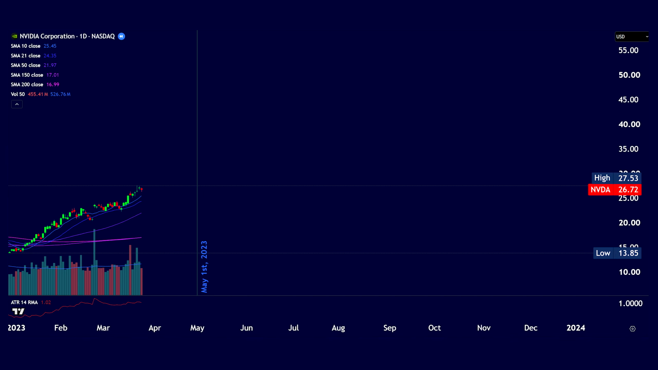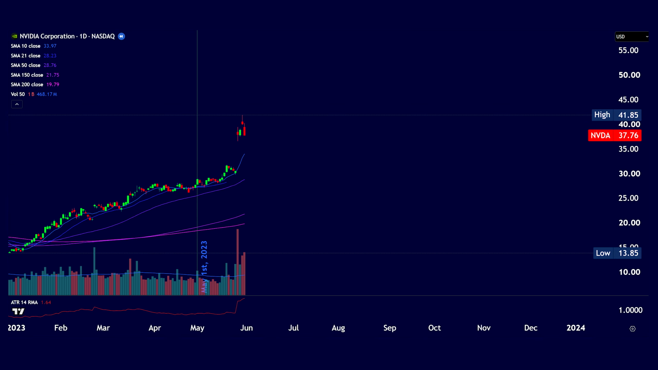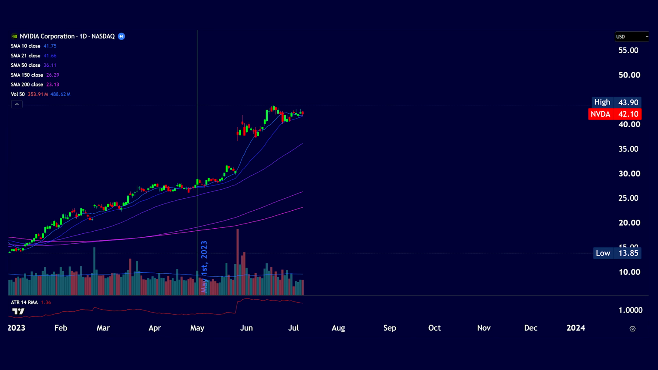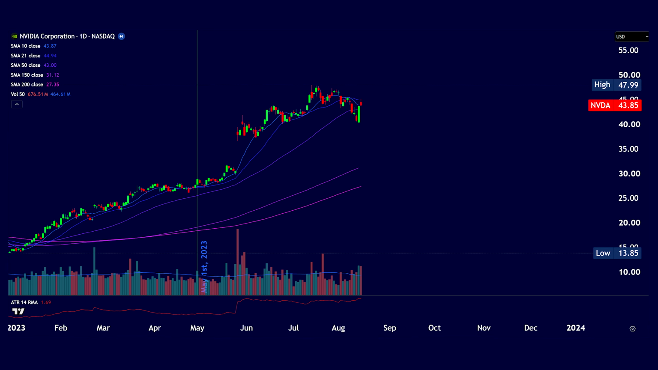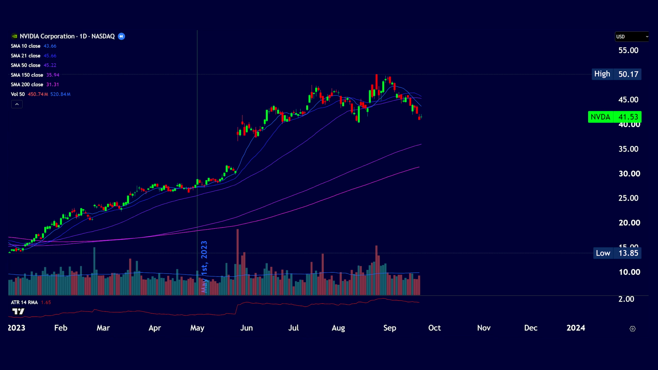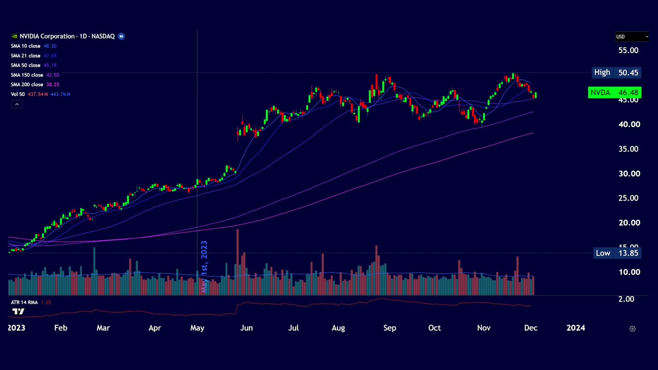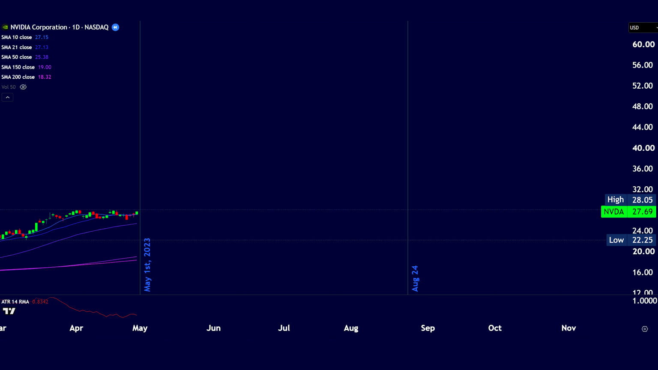Your whole chart setup is 7 things, moving averages at 200, 150, 50, 21, and 10. Volume with a 50-day volume average, and ATR 14, which just tells you what a normal day's move looks like in dollars. That's it. Trade 1.